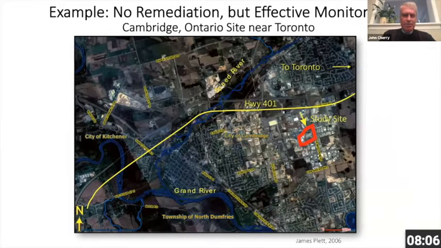Lots of panic, people fearing cancer from the metolachlor. The site is situated in an industrial area with wells surrounding it. Next slide, please.